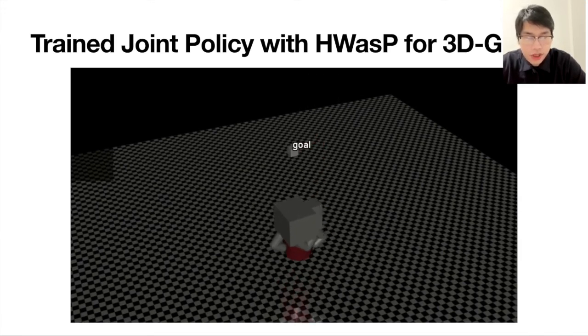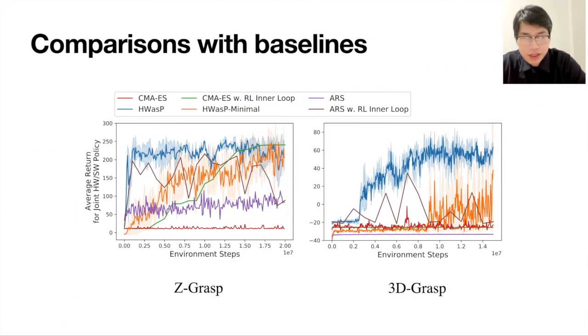We also compare our method with two baselines. The first baseline uses CMA-ES or ARS, which are two evolutionary algorithms, as outer loop to optimize hardware parameters and RL as inner loop to learn a computational policy. The second one is using CMA-ES or ARS to optimize a joint policy to solve the task. Our results indicate that HWasP policy outperforms both baselines we analyze here.